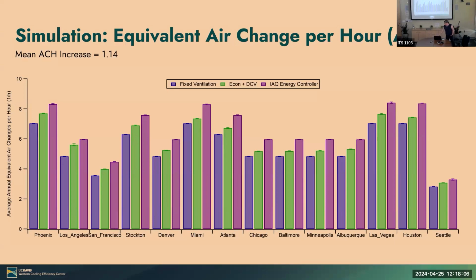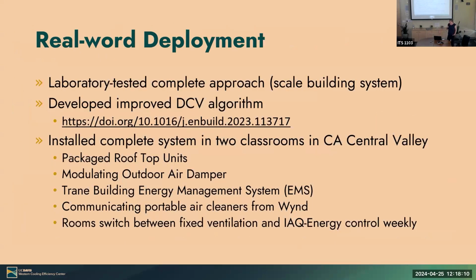So, real world. First, I laboratory tested this complete approach in a scaled building system we have in our lab. I'm not going to go through those details in the interest of time. But one of the things that became evident that was needed was a better control for this concept of doing demand control ventilation and maintaining carbon dioxide at a set point. Current controllers don't do that very well.